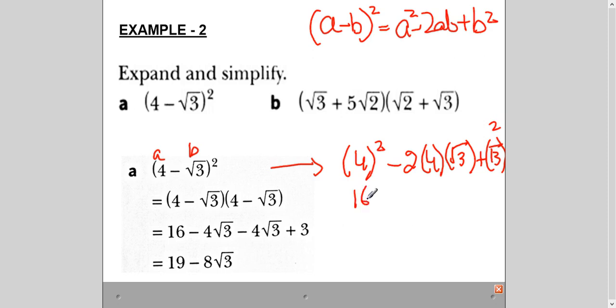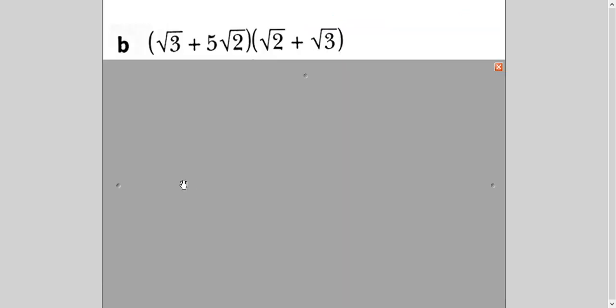So it will become 16 minus 2 fours are 8 root 3, and root 3 square, the root will cancel with the square, and I will be getting 3. So it is 19 minus 8 root 3, right? So totally up to you, because nobody is bounding you to do it in a particular way. Whatever way you like, you just do it. So we got the same answer, right?